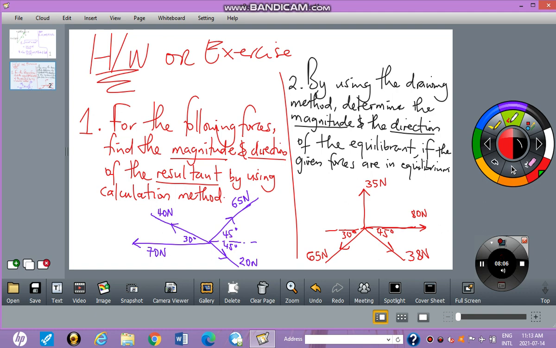Number 2 is the drawing method, and for each you can see what the question is asking. For number 1, they are asking to find the resultant, and you are using your calculation method. And for number 2, it's basically the equivalent, but this time we are doing the drawing method. So that means you need to choose a very good scale for your number 2, and you are going to make use of your protractor and your ruler to draw the length and to measure the angles that are given. Right, thank you.